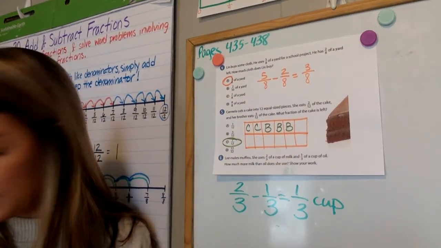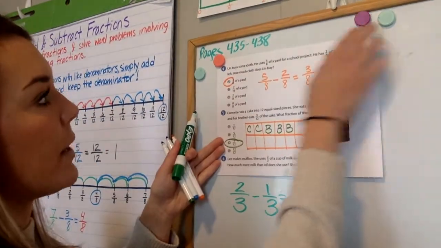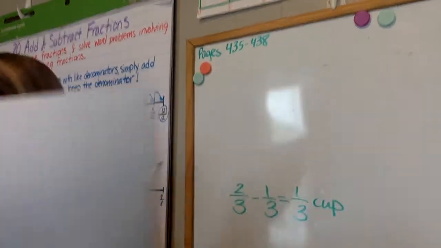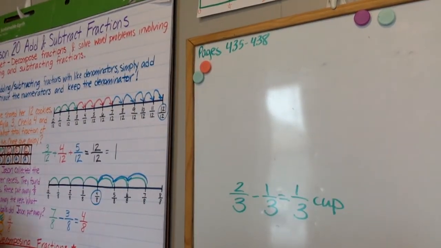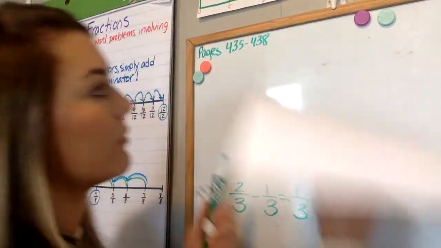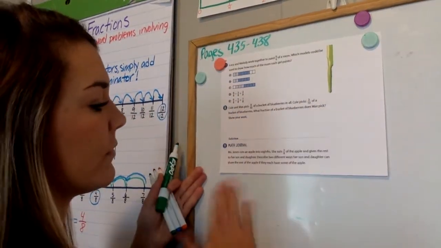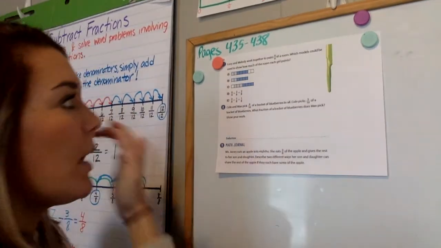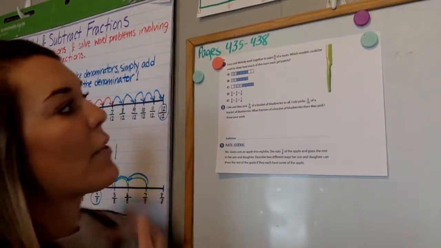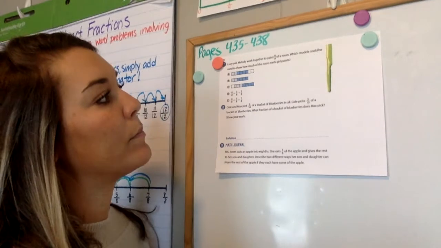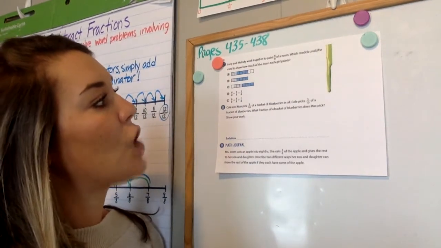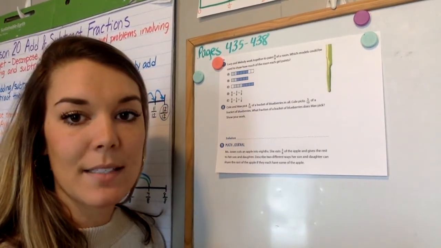Okie dokie, last page. We're on page 438. So, Lucy and Melody, they work together to paint 6/8 of a room. Which model could be used to show how much of the room each girl paints?